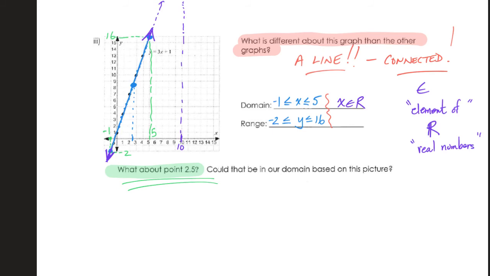Okay, I'm hoping that we can see that same thing then for our y values. Since that line goes up forever, and since that line goes down forever, all of my y values could exist as well. And so I could say that my y values are a set of the real numbers. And there we go.